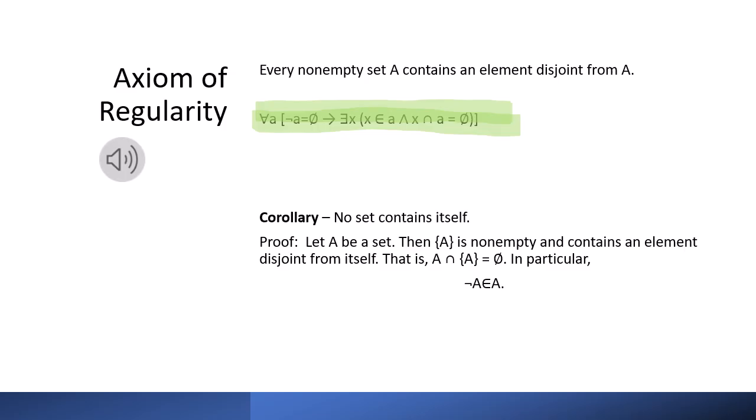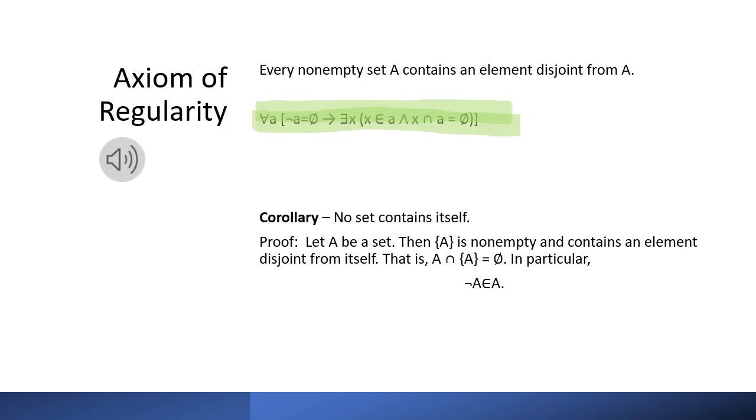Now, by the axiom of regularity, that one element set has to contain an element which is disjoint from itself. In other words, A intersect the singleton set containing A is empty. And in particular, if that intersection is empty, then A cannot be an element of itself. In other words, the negation of A is an element of A is true.